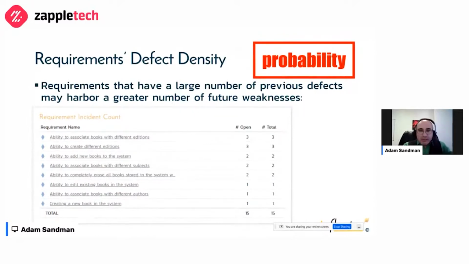Doesn't mean that they are. Remember, risk is not about what has happened, it's what could happen. So there's certainly a higher probability of something. So when you look at those requirements, the ones that have the most historical number of defects, they have a higher probability of future problems.